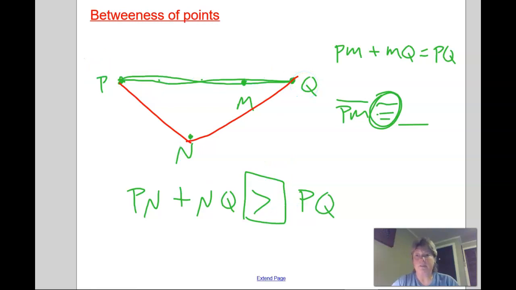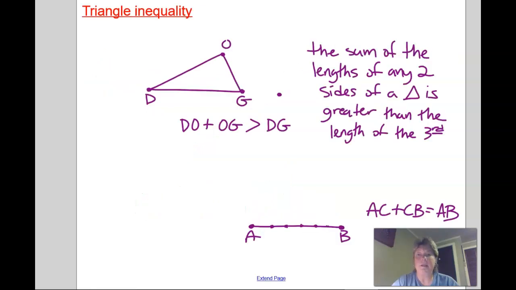Which brings us to the next topic, right? The triangle inequality. So this is basically what we just said. The triangle inequality says that if I take the sum of the lengths, so if I take any 2 sides of the triangle and add their lengths together, that length has to be greater than the length of the third side. So again, think about what we just said.